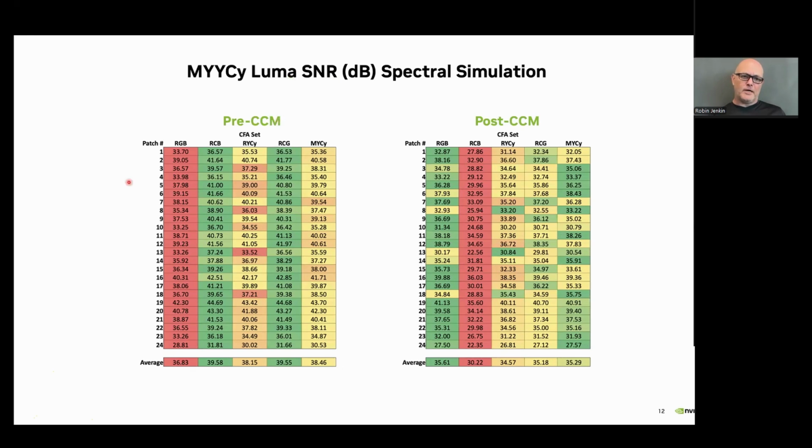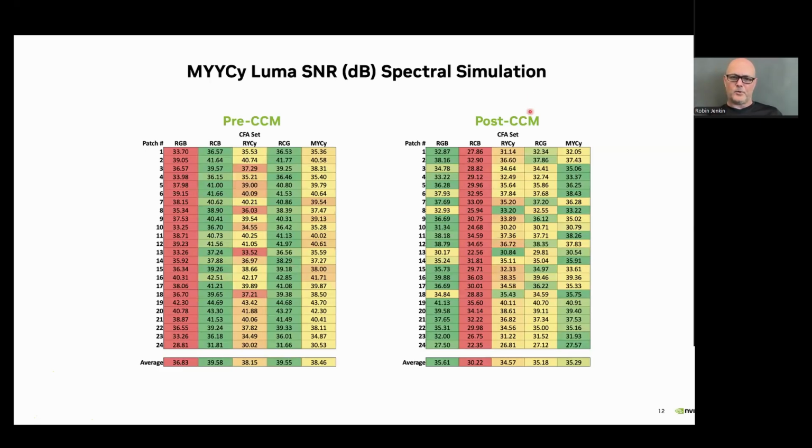pre-CCM luma SNR on the left-hand side for each of the patches of the color checker. And we see the usual pattern where pre-CCM RGB comes out the worst and RCB comes out the best, because that clear channel is very close to a luma channel. RCG also comes out to be very high.